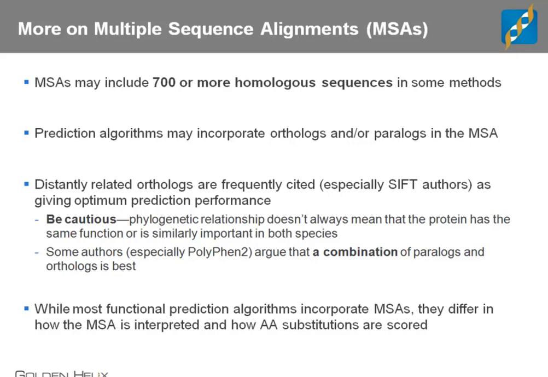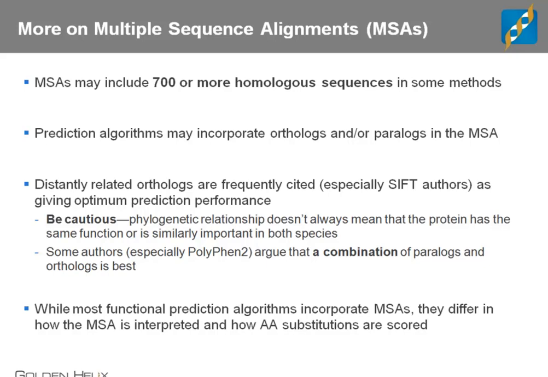And the prediction algorithms could incorporate orthologs or paralogs in the MSA, or both. The distantly related orthologs, and remember orthologs are the ones separated by speciation, are frequently cited, especially from the SIFT authors I've found, as giving the optimum prediction performance. But there are also warnings that I've seen in the literature that the phylogenetic relationship doesn't always mean that the protein has the same function or is similarly important in both species. And some authors really argue you need to use both paralogs and orthologs.